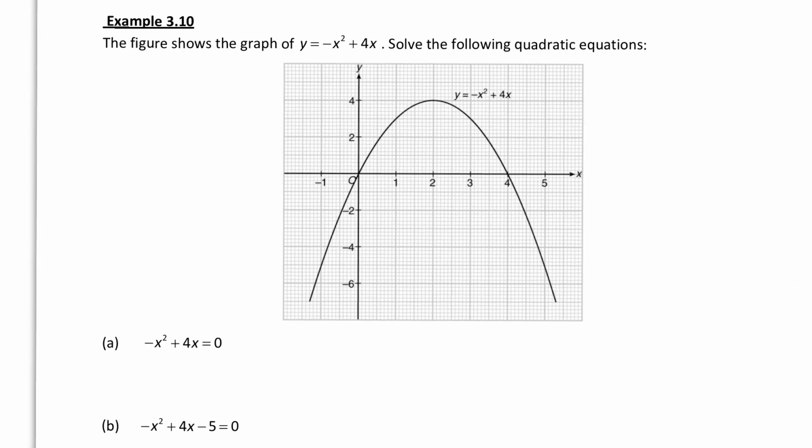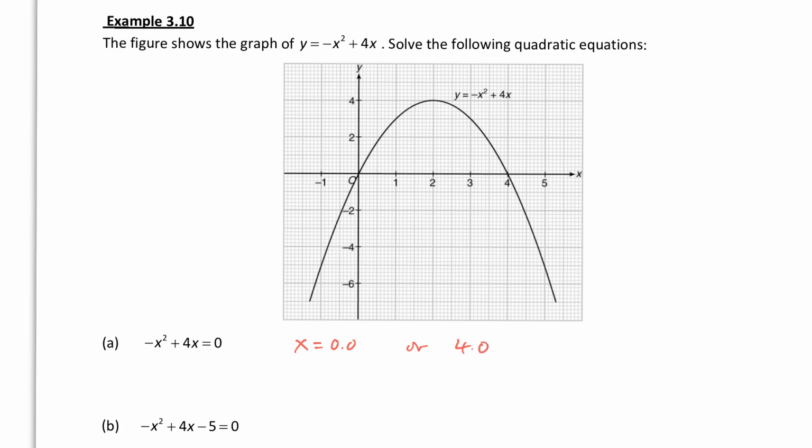Example 3.10. Given a quadratic graph, y is equal to -x squared plus 4x, I want to use the graph to solve the following equations. First is -x squared plus 4x equal to 0. Can you see they're equal? One thing you need to emphasize is that when y is equal to 0, we find the points on the graph when y is equal to 0, that means these 2 points. Then x is equal to 0.0 or 4.0.